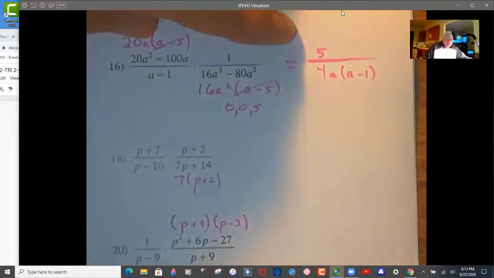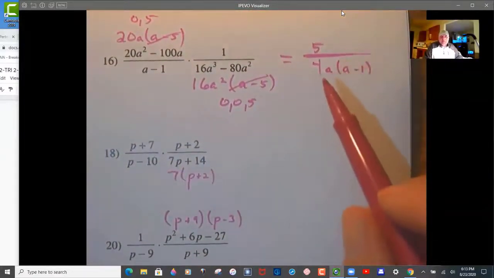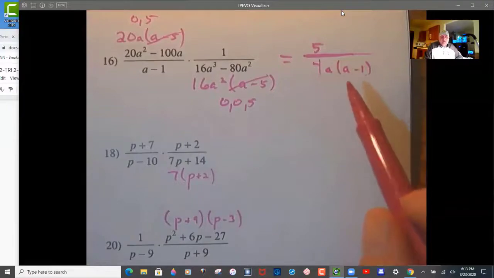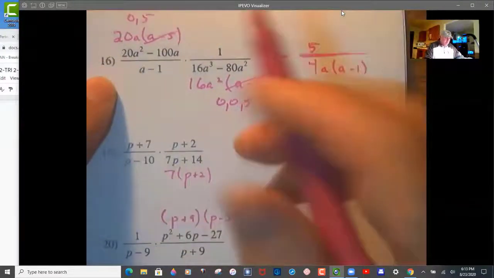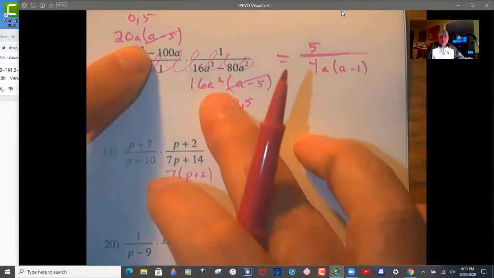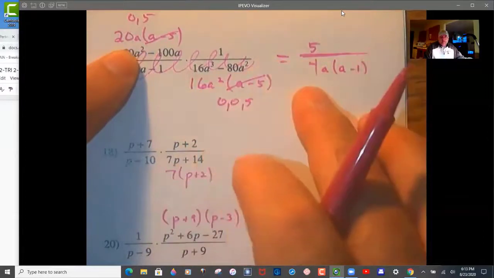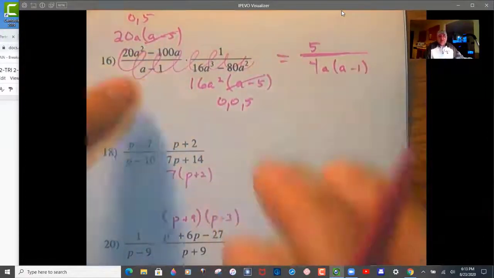So this one's a little bit goofy. 5 in the top, maybe center that a little bit, over 4a times a minus 1. So the a and the a squared, you have to kind of just block this out when you do this. So the a and the a squared leaves the a in the bottom there. The 20 over 16 is the 5 over 4. The a minus 5s drop.